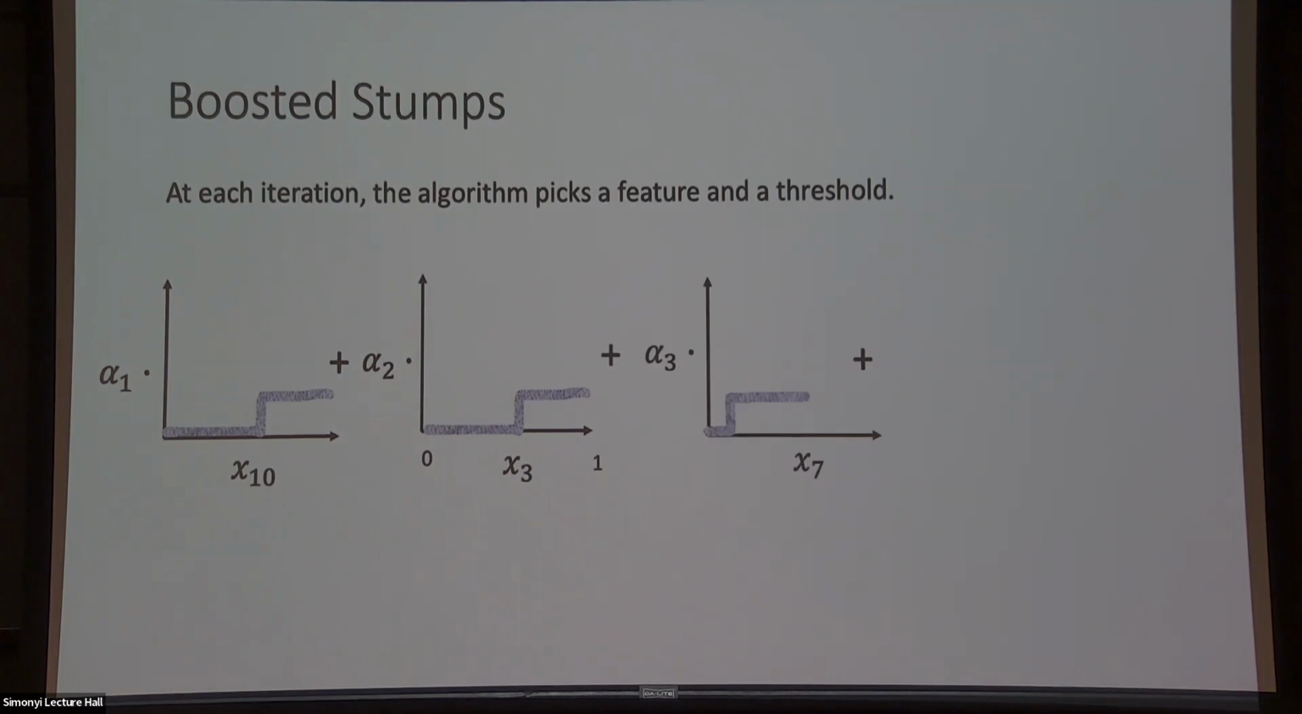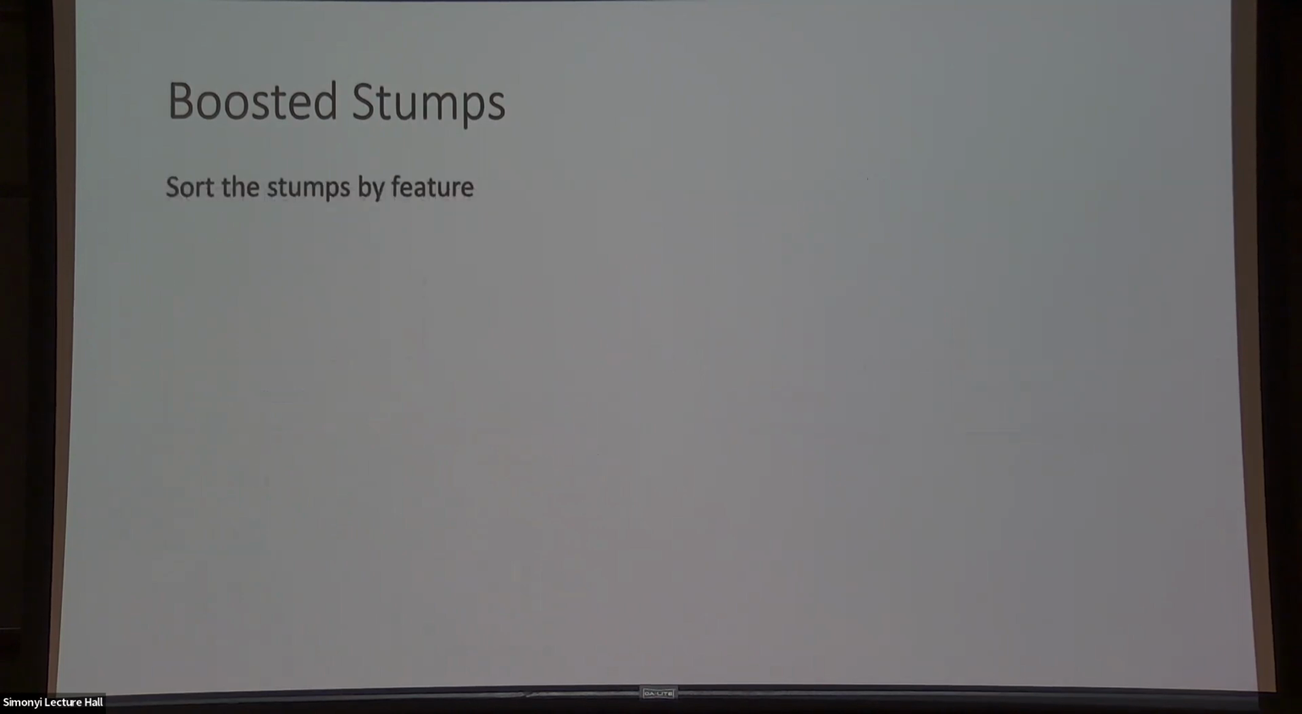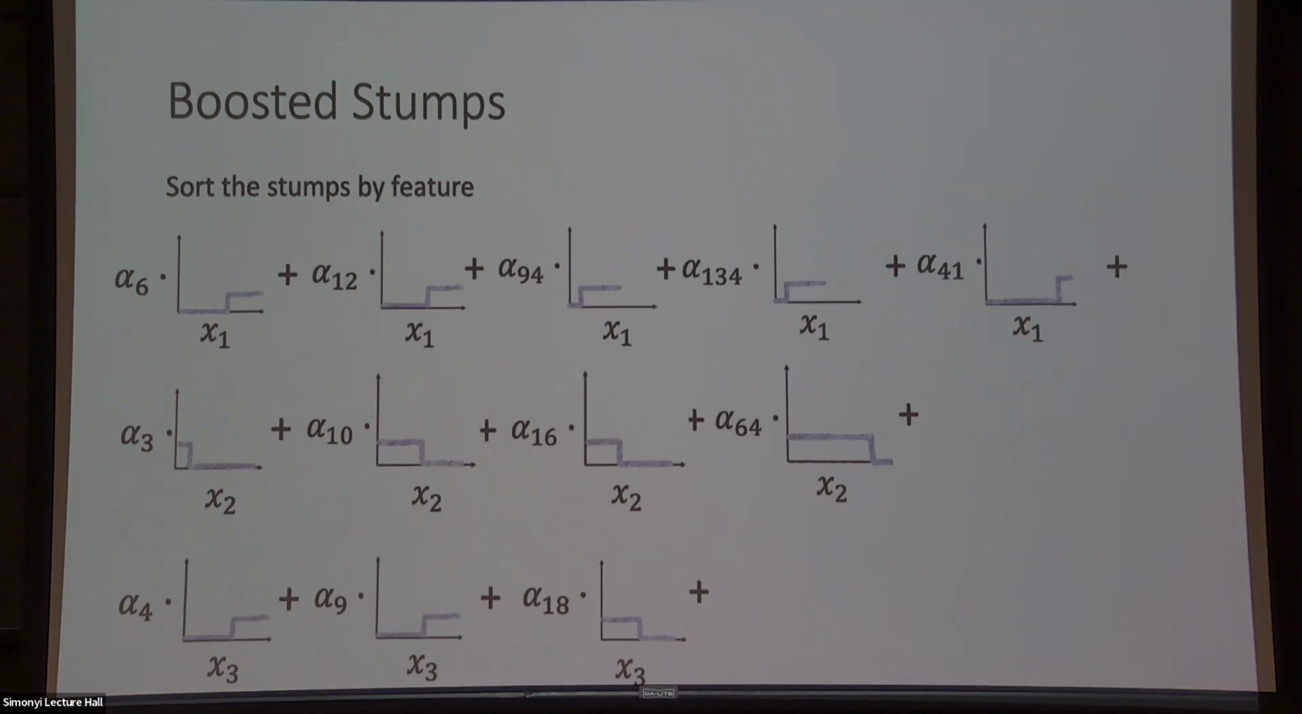So I keep going like that and adding these things together. And then after I add a ton of stumps, I just sort them by feature and add them up. If these are all of the steps that I added in all of my iterations, then you can see I've sorted them by feature. These are all the features.